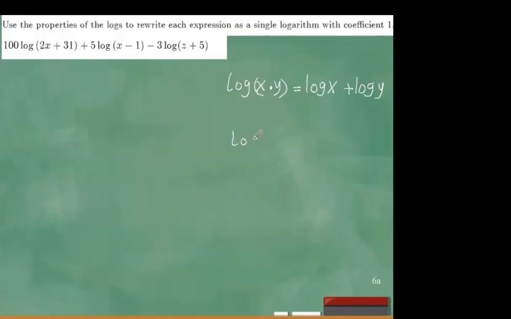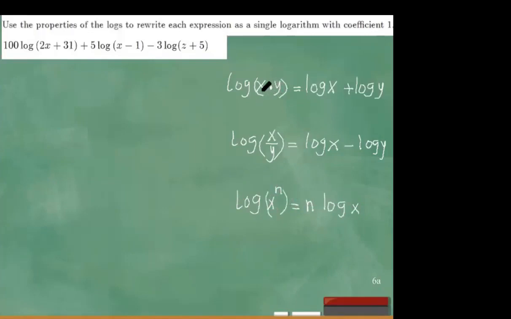Next one, if I have log of x over y, if my argument is the quotient, then I could write this as log of x minus log of y. And next one, if I have log of x to the power of n, I can take this n and move it right in front of the log. That would be the same as n log of x. In other words, if my argument is a product, quotient, or power of something, I can expand them.